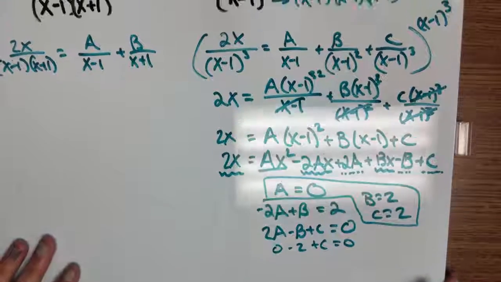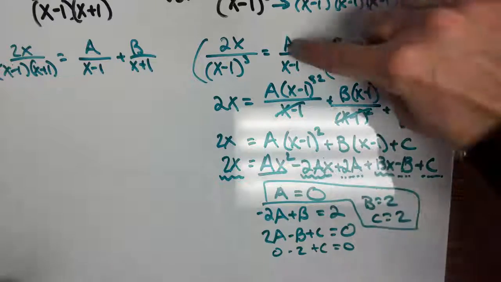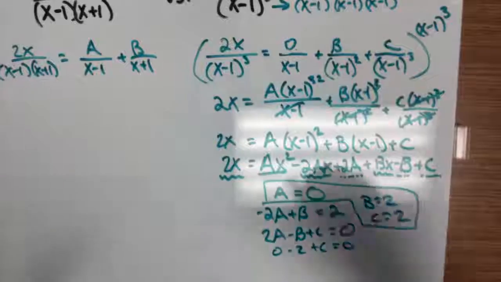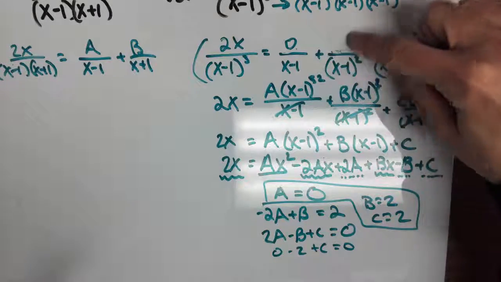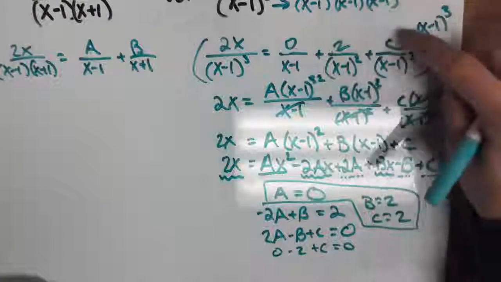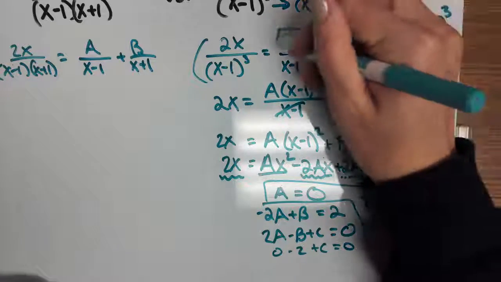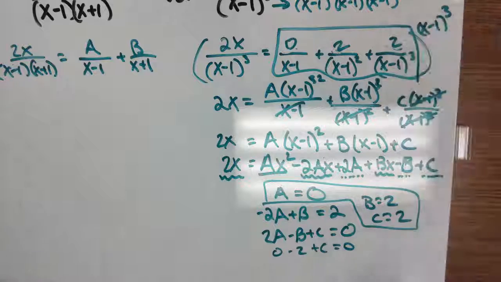So we go back up, and I'm going to go back up to the original. Instead of writing an a, I'm going to put a 0, which really just goes away. Instead of writing a b, I'm going to put a 2. And instead of my c, I'm going to also put a 2. So this would be your 100% final answer.